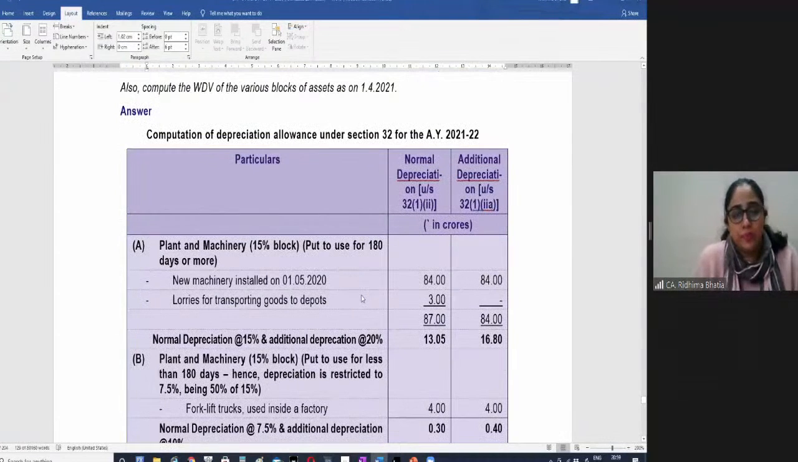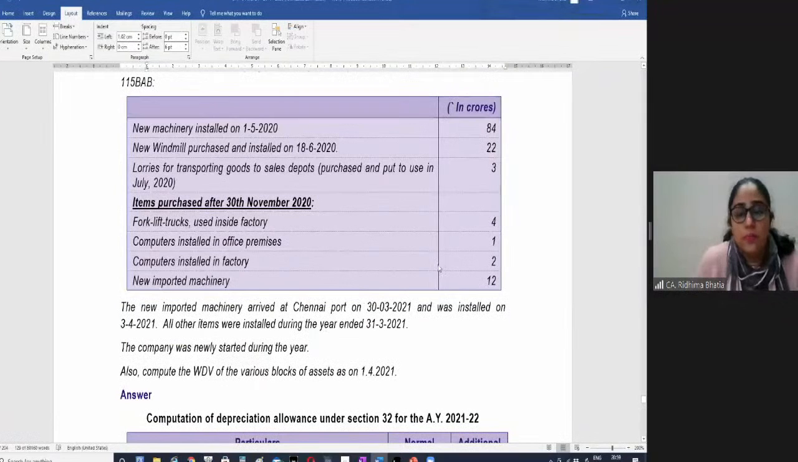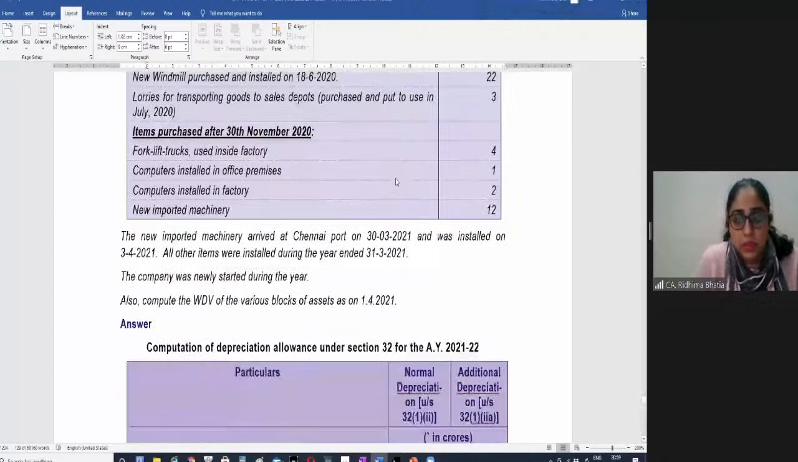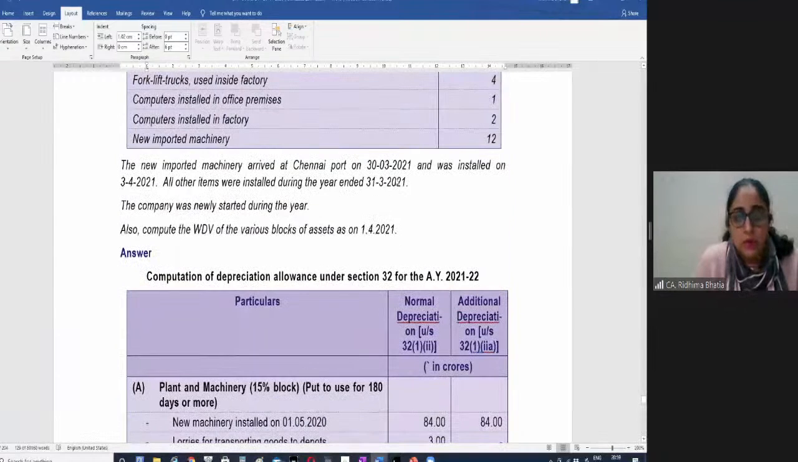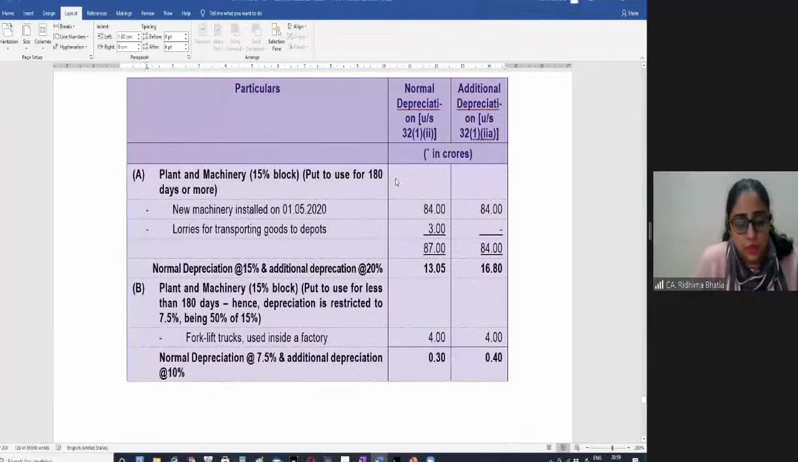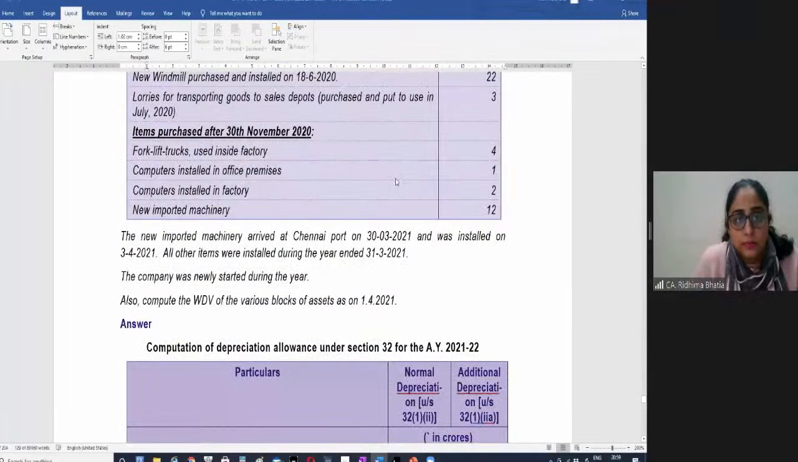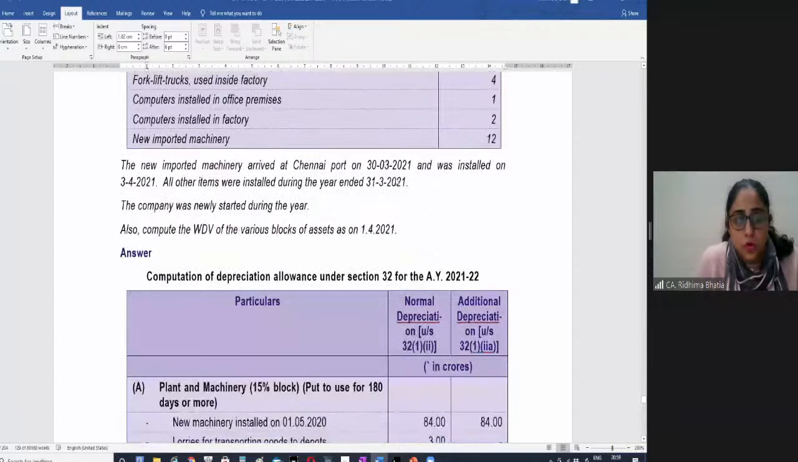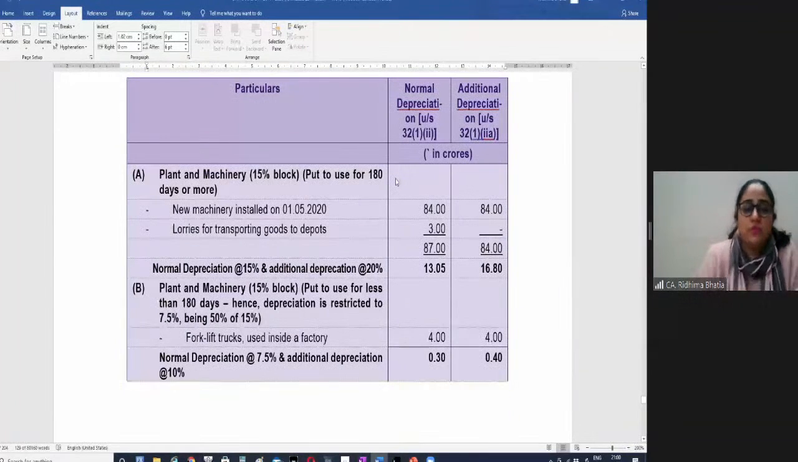Now, what would be the depreciation? On 84 and the lorries, because lorries are also 15% and are the same asset, so 84 plus 3, 87, you will give the depreciation for the full year. Then on 4 crore, you will give the depreciation for less than 180 days, so 7.5%.